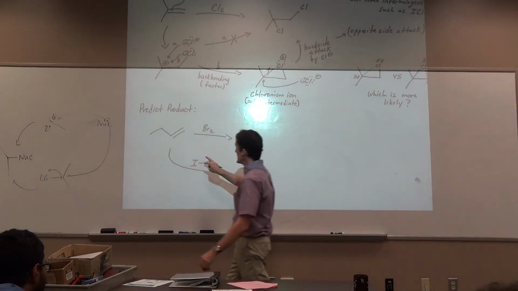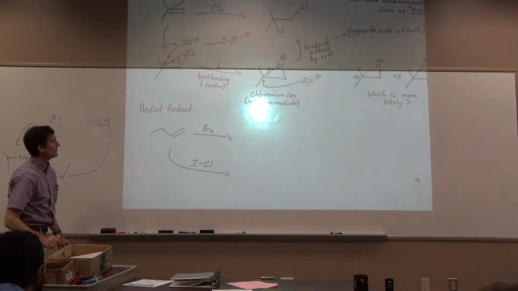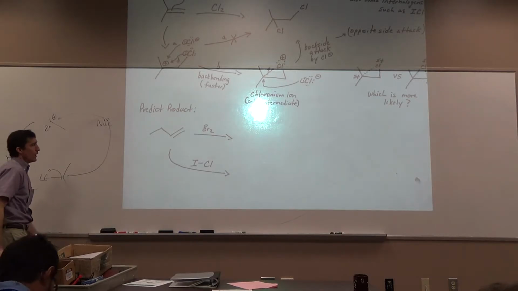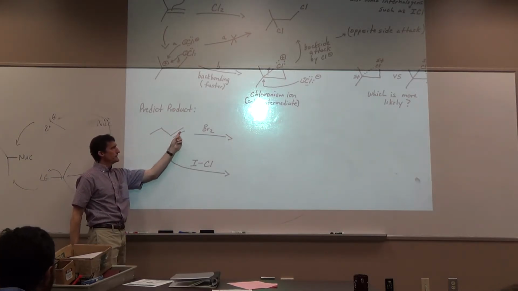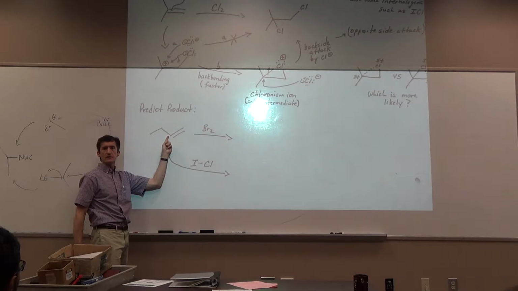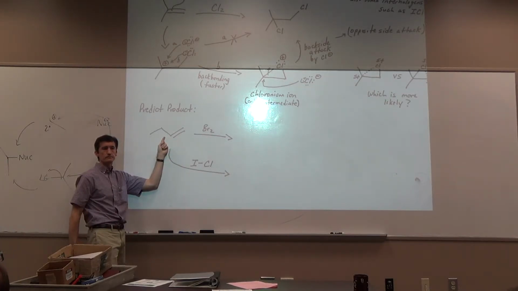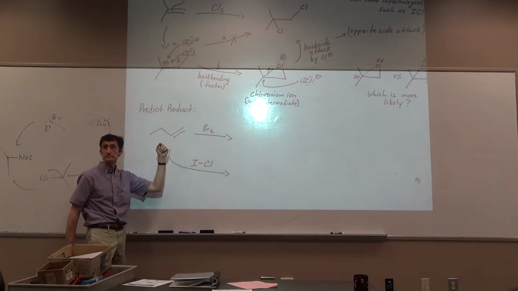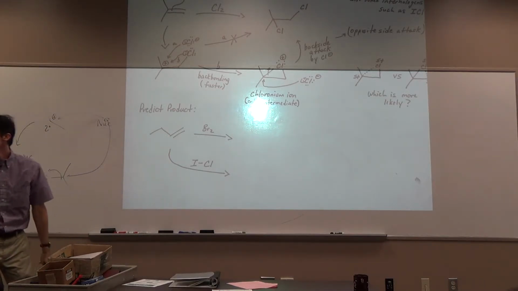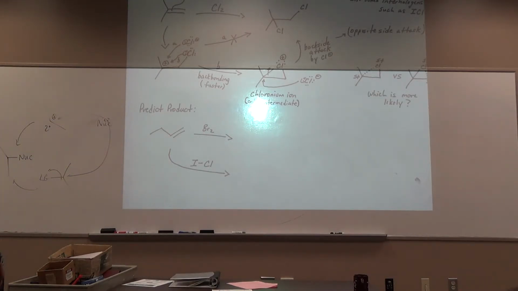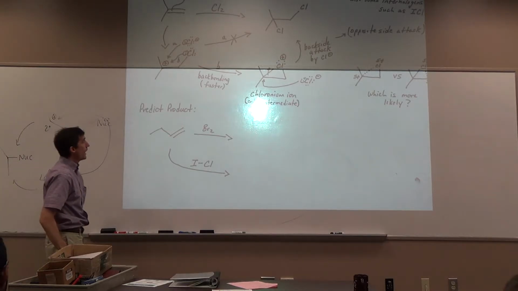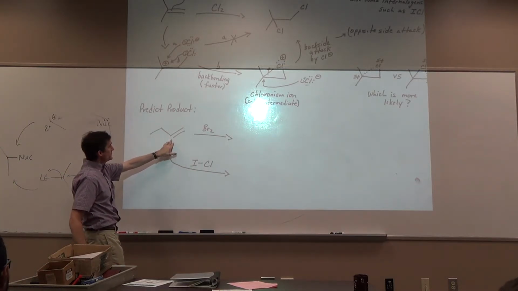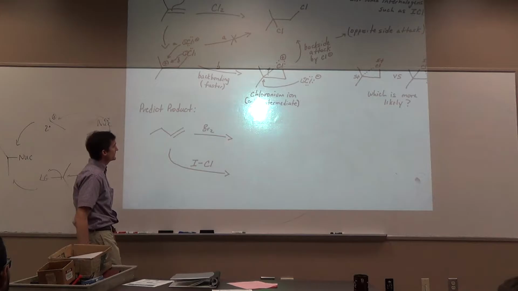What do we have here? 1-butene. Is that cis or trans? Or neither? What if we reacted 1-butene with bromine? What's going to be the product?